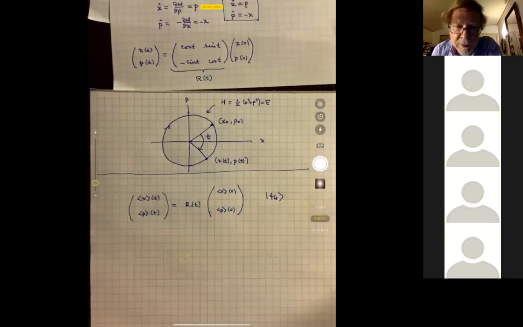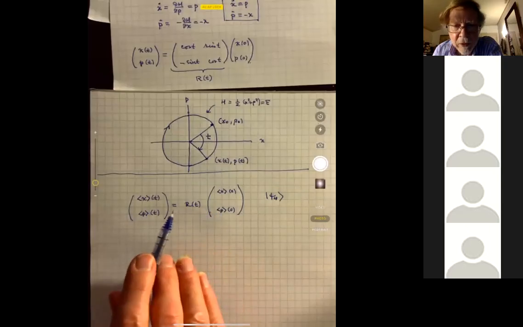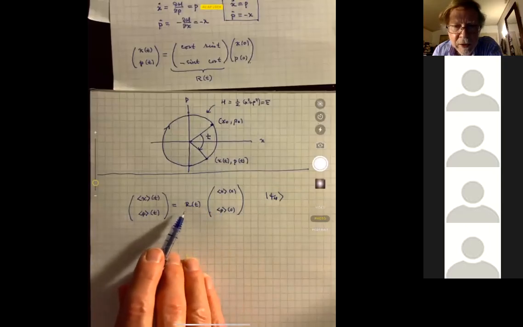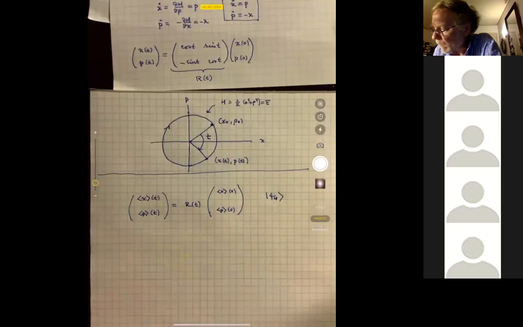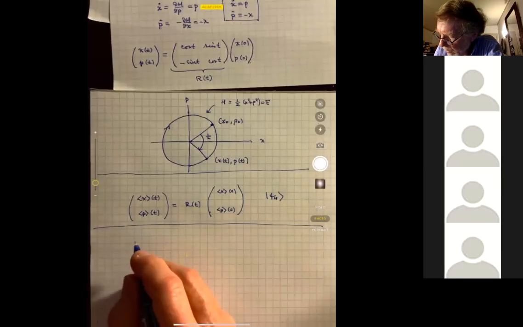It should be normalizable because we're talking about bound state problems here. But except for that, it can be any old thing. And this evolution of the expectation values following the classical orbit is still rigorously true, okay, for the harmonic oscillator. Now then, we can also work with creation and annihilation operators.